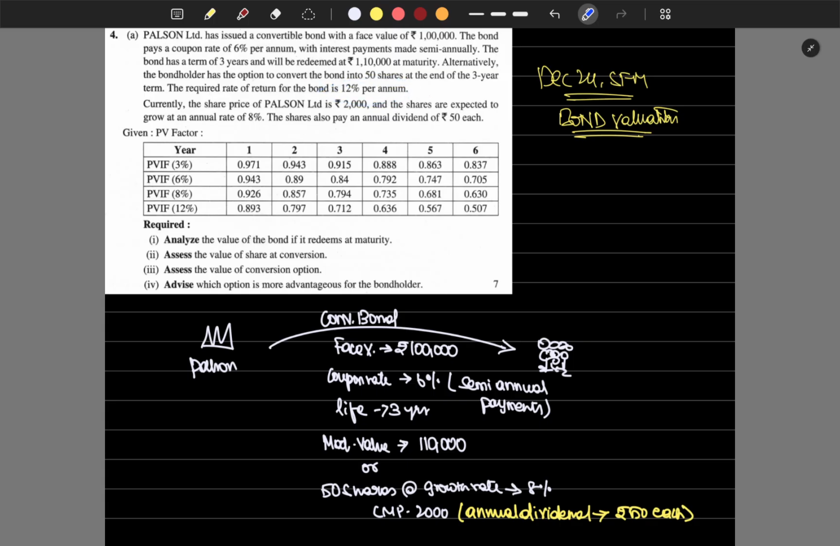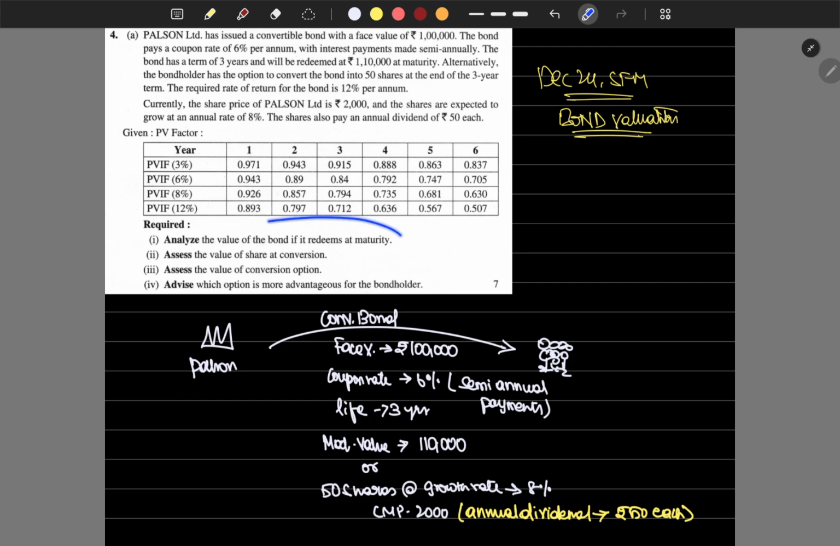Then currently the share price of Paulson Limited is 2000, and the shares are expected to grow at a growth rate of 8%, and the shares also pay an annual dividend of 50 each. The shares pay 50 each for every year, okay, 50 per share every year. And they have also given the PV factor.